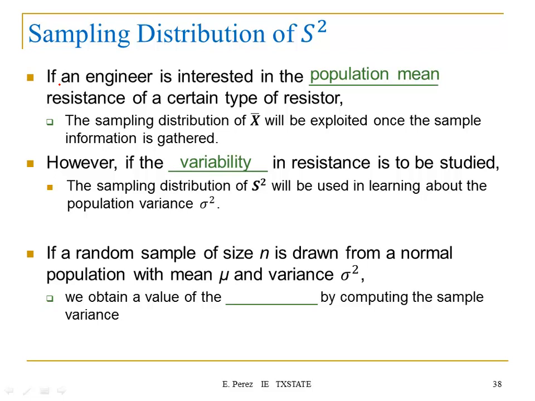So if a random sample of size n is drawn from a normal population with mean mu and variance sigma squared, we obtain a value of the statistic s squared by computing the sample variance. I have said this a lot of times in this class. I have seen that some of you have problems computing this statistic, the sample variance. You need to make sure that you know how to compute that, because we're going to be using it in this lecture.